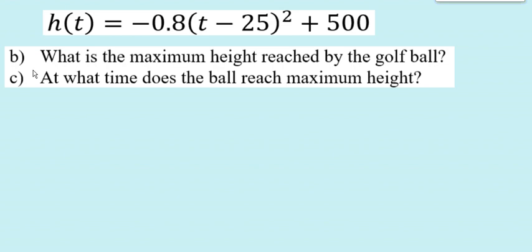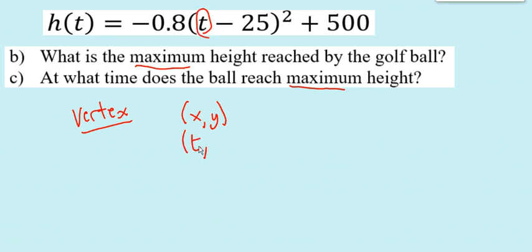So let's look at the next, and I've grouped these two together because they're obviously related. What is the maximum height reached by the golf ball, and what time does the ball reach maximum height? So both of these are asking me about the maximum of this quadratic. As soon as you see the word maximum, or sometimes minimum in a quadratic, you know that what you need to do is find the vertex of the equation. The vertex, which is x comma y, well, in this case I don't have x, so the vertex will be t comma height.